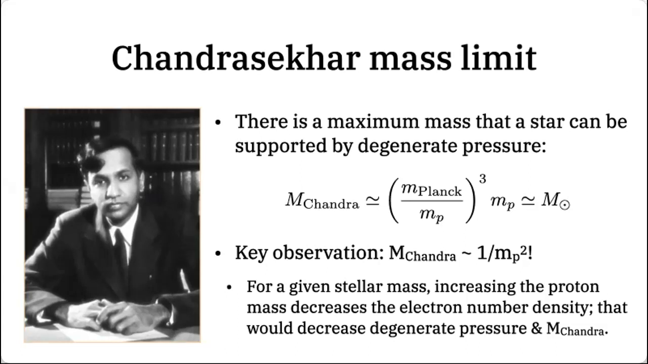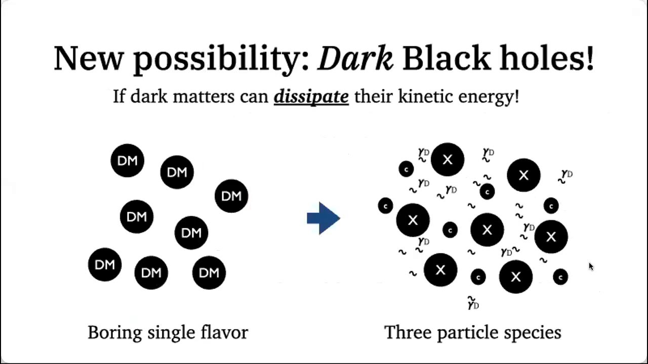Okay. Then to realize that, I need a little bit more complex structure. So what I do, in summary, is that instead of having just one boring species of dark matter, I introduce something like a dark proton, an X particle, a dark electron, a C particle, and then a dark photon, which I call the gamma D. The reason why I do that is I need some new property of dark matter.